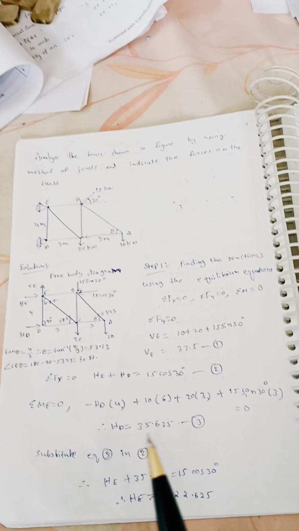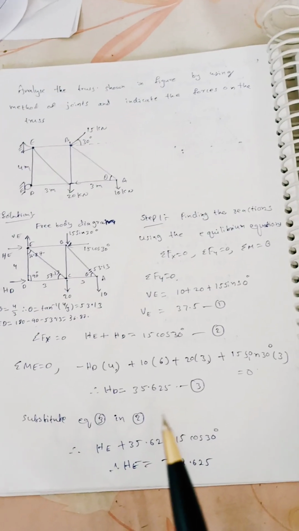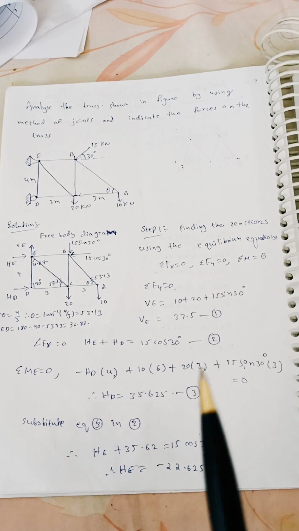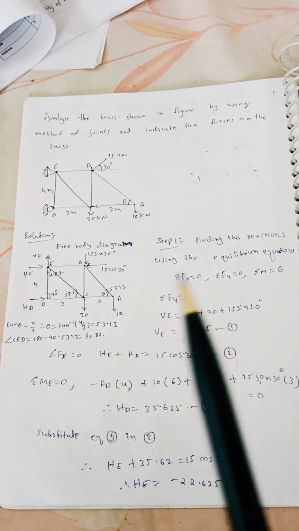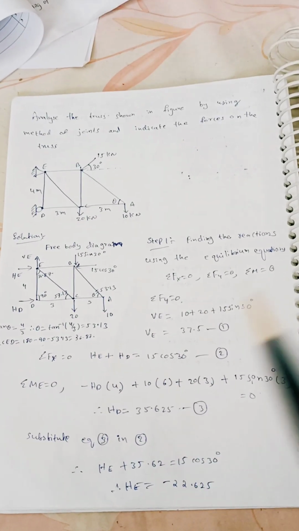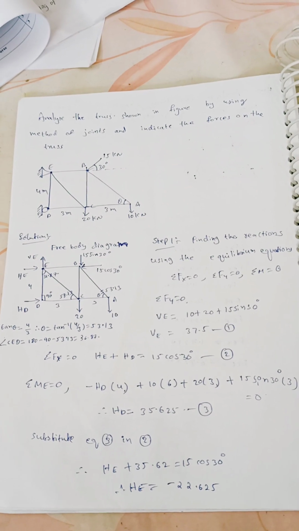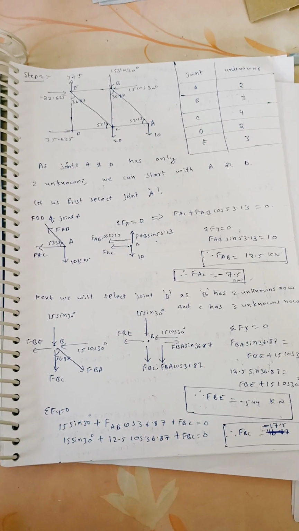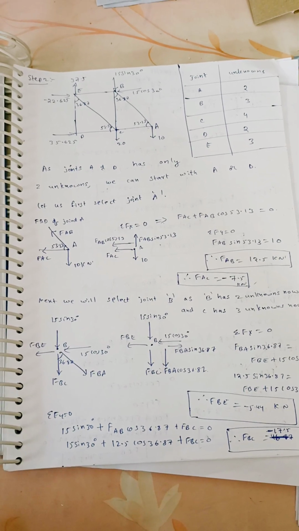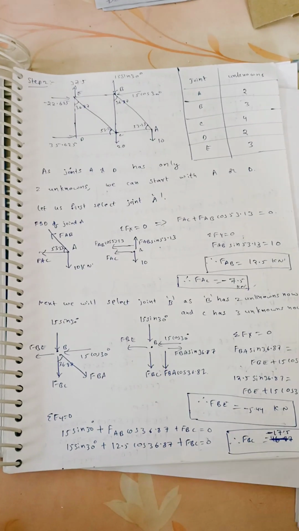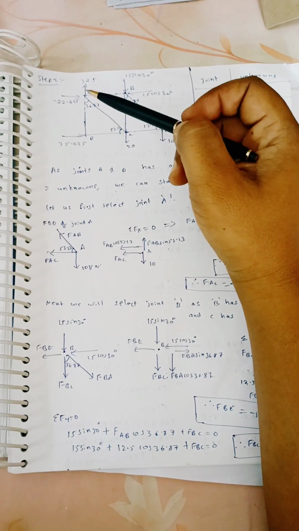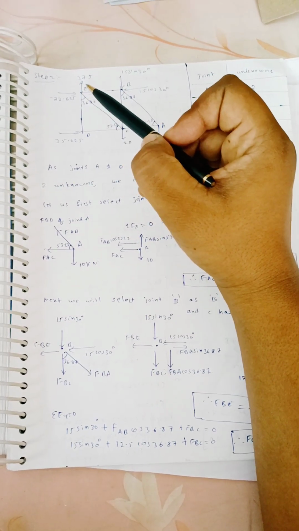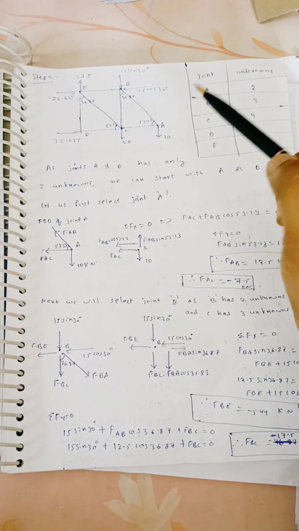Then you will get HD from here. Substituting equation 3 in equation 2, you will get HE. So from here you will get all the reactions, HE, VE and HD. Coming to the next step, let us draw the free body diagram and show the reactions here. Here you have got HE as negative, so let us represent HE as negative in the same way.